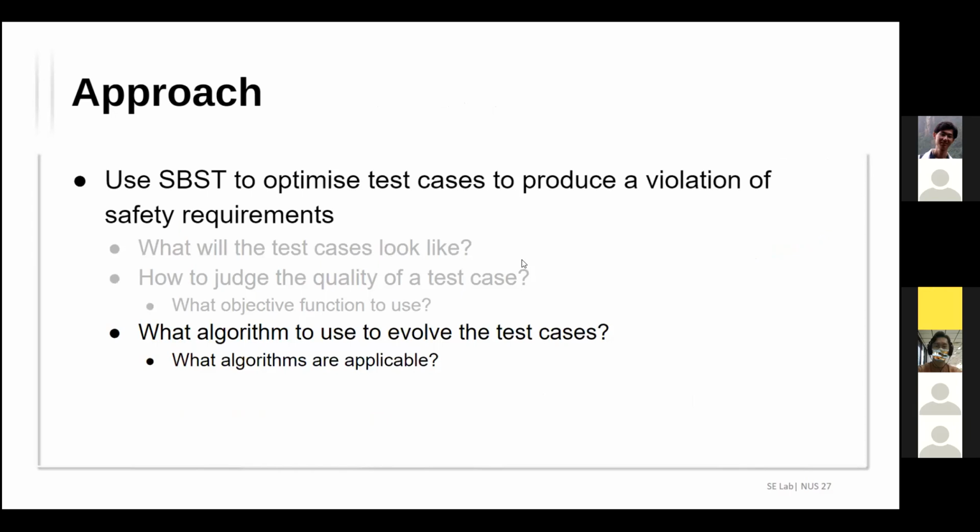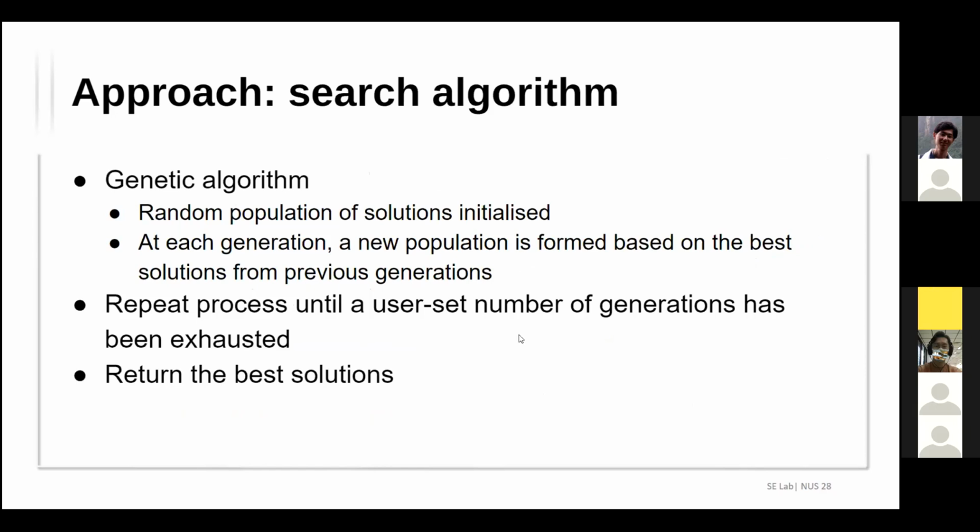And so finally, the last piece you're missing is the algorithm we use to evolve the test cases. So this drives the test cases towards optimization. So what algorithms are applicable? The authors propose a genetic algorithm, which is quite standard for SBSD, but it's a bit unusual in that they don't use the crossover operator.